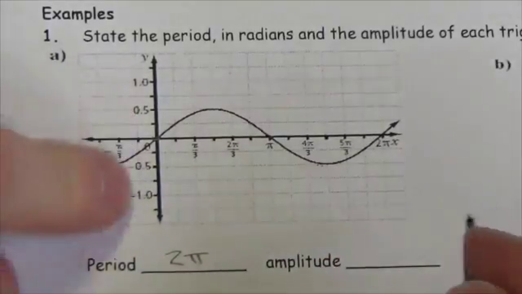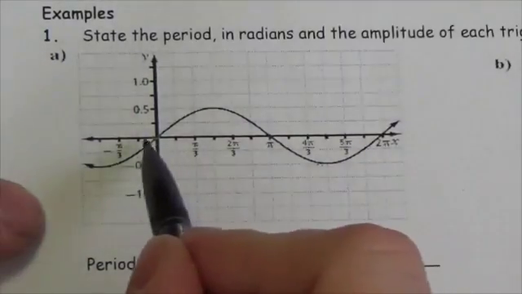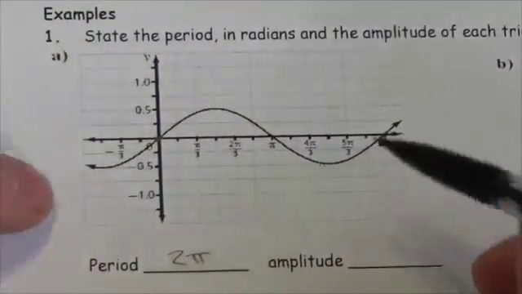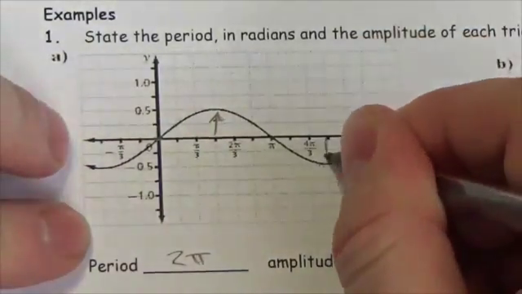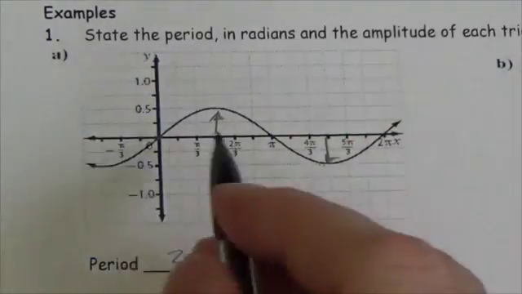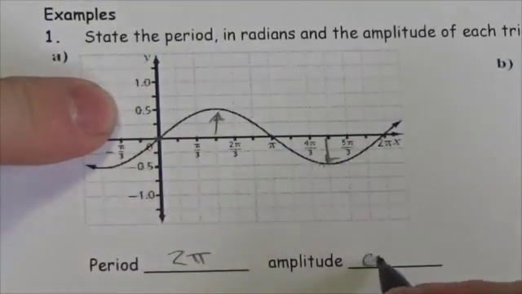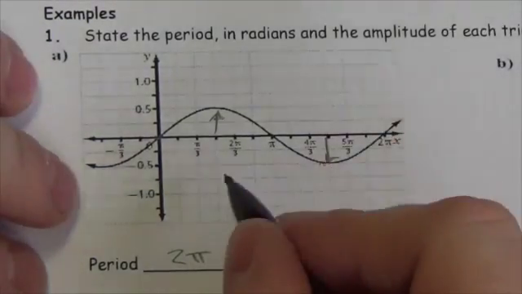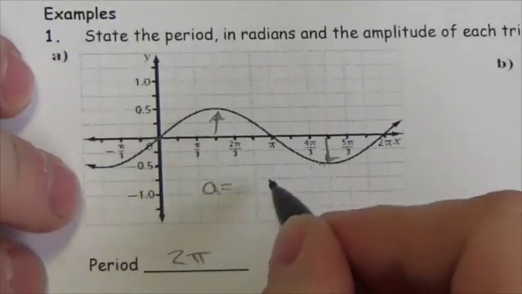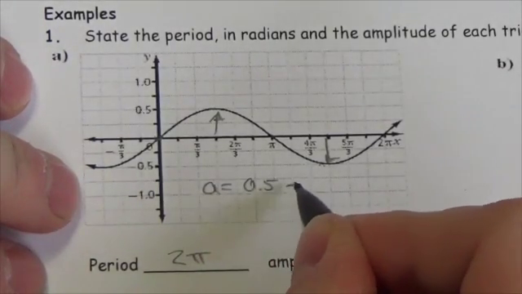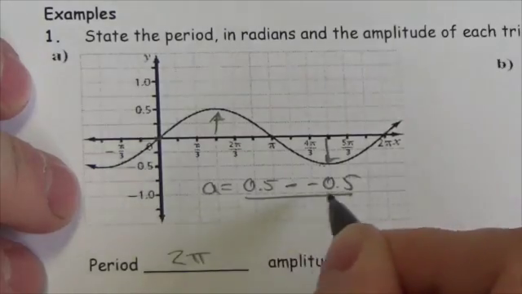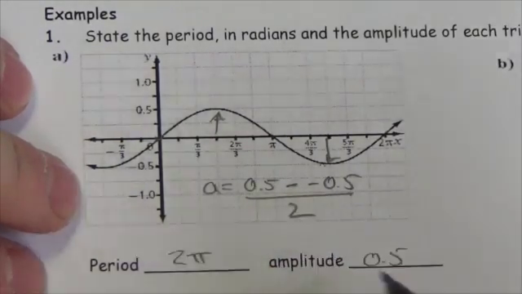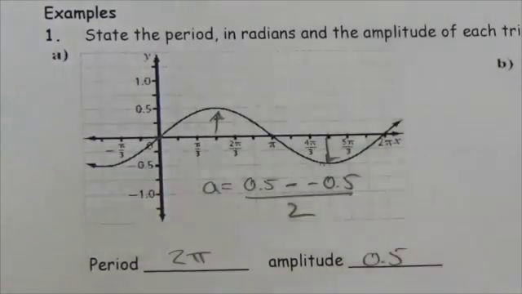There's the full period. The amplitude is the distance from the center, which in this case is the x-axis. Nothing's been moved yet, so it's still the x-axis. It's the distance from the center to the top or the center to the bottom. Now in this case, I can just read that off. It's going to be 0.5. If you don't like thinking of it like that, you can always use that formula. The maximum value here is 0.5. The minimum is -0.5, and 0.5 minus -0.5 is 1. Divided by 2 will be 1/2 or 0.5, and there's another way of getting the amplitude.